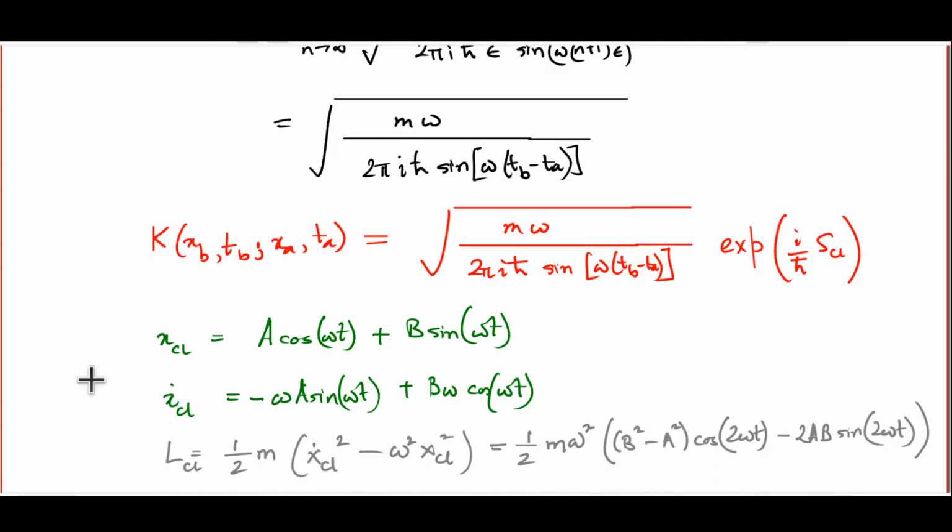So the Lagrangian, at least along the classical path, is given by half m x dot classical squared minus omega squared x classical squared. And squaring the two expressions above, multiplying the first one by omega squared, subtracting, and collecting terms together using very simple algebra and a bit of trigonometry, what you get is that the Lagrangian becomes half m omega squared times b squared minus a squared multiplied by cosine twice omega t minus twice ab sine twice omega t.